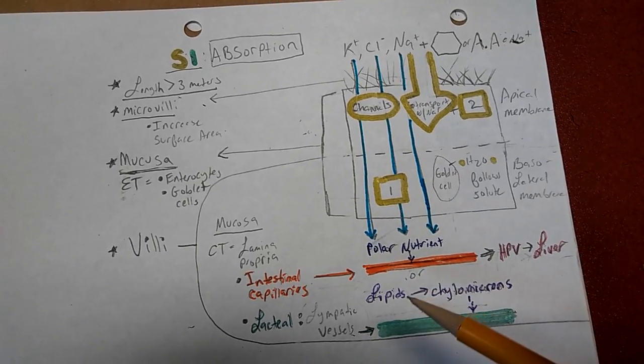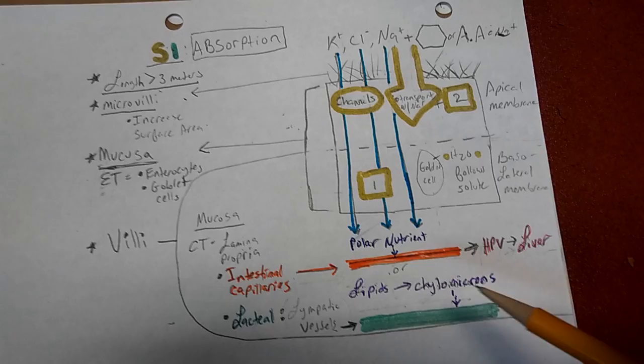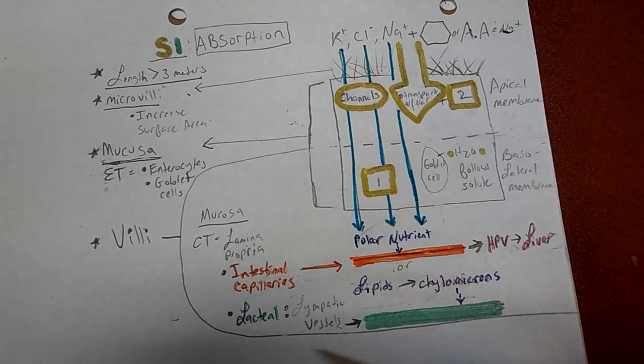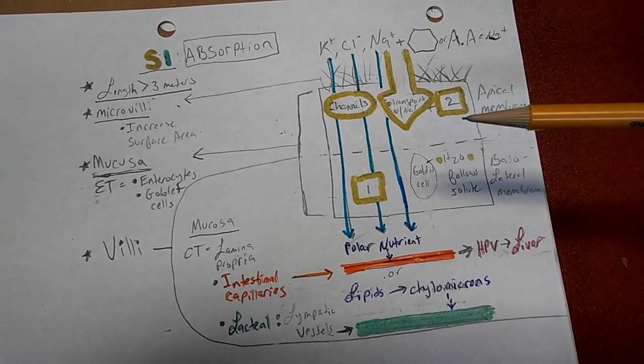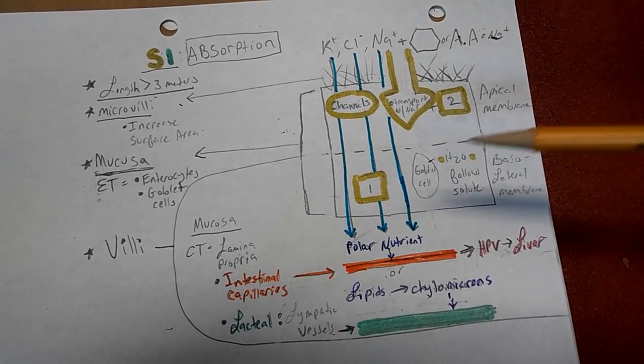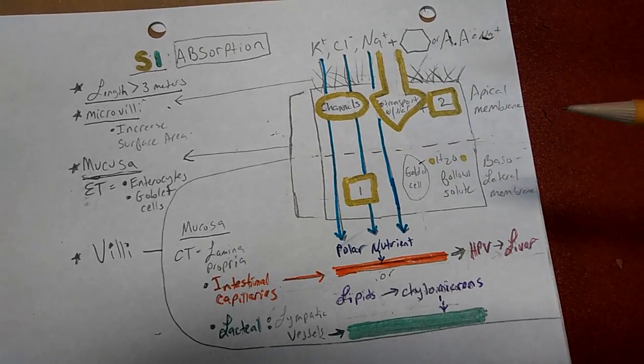Or lipids will be turned into chylomicrons and enter the lacteal. The lacteal is just another name for lymphatic vessels. Keep in mind the goblet cells secrete mucus and H2O. Well, of course, H2O follows solute.